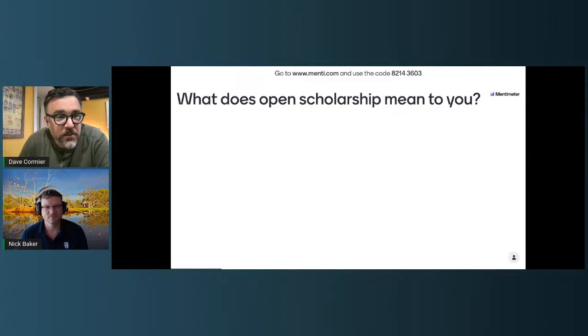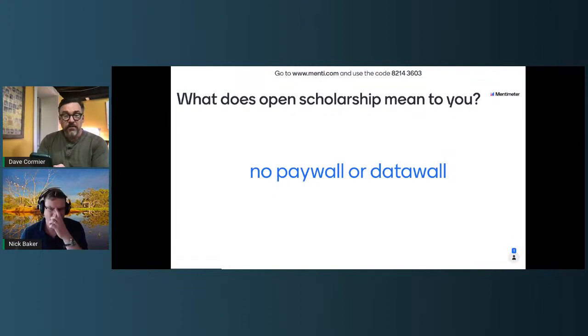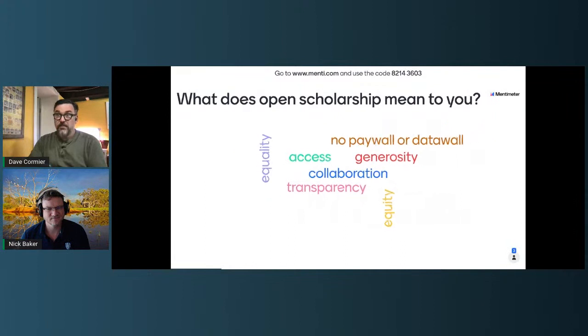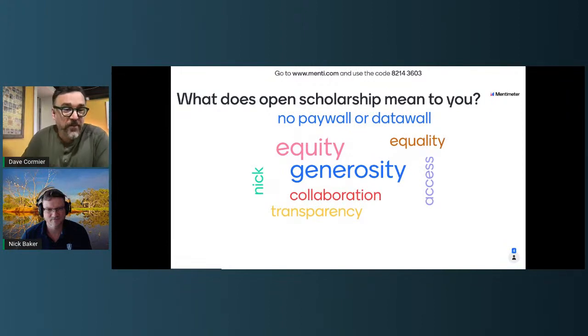You can keep two windows open at the same time. I'll go ahead and do it just so I can feel how much time it would take somebody else to do it. So asking you to sign into the Menti and then go ahead. No paywall or data wall. Okay, thank you. That's really helpful. Generosity, collaboration. Quality and equity. Access for sure. How many of these are coming from you, Dave? None yet. Now you know that I posted.